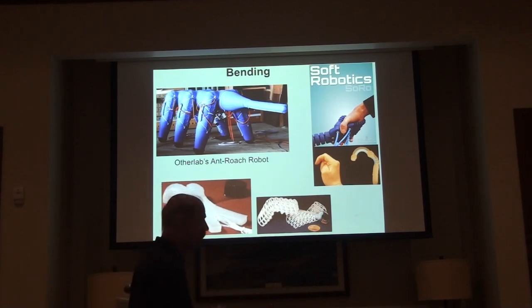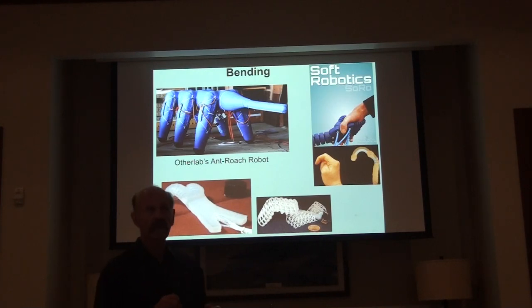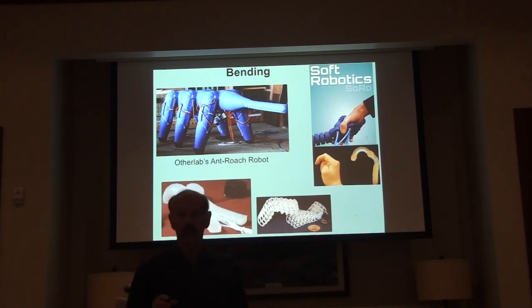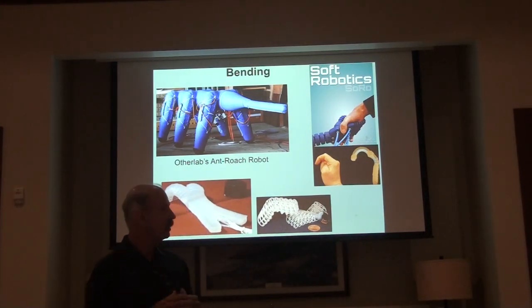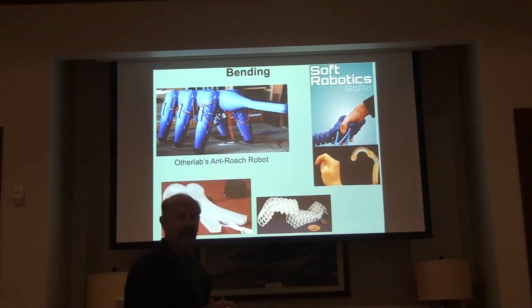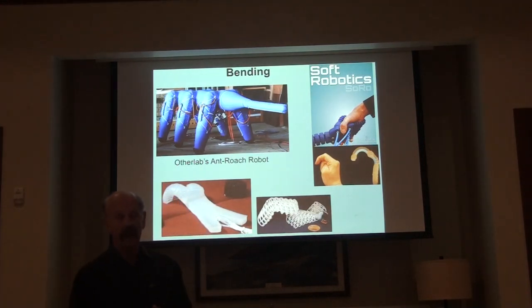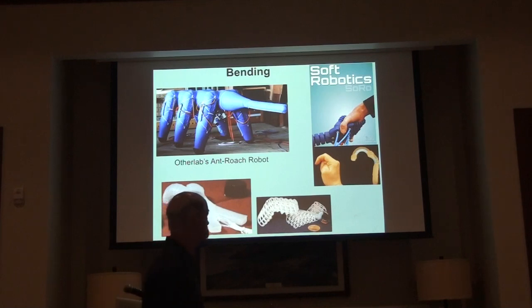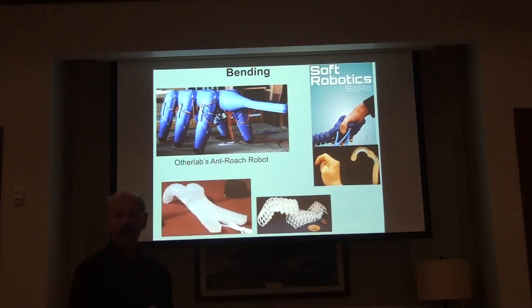We have the soft robotics in terms of picking up, in the top right, picking up living tissue or an egg, for example. And then on the bottom, the caterpillar or worm type robotics that can go over rough terrain.